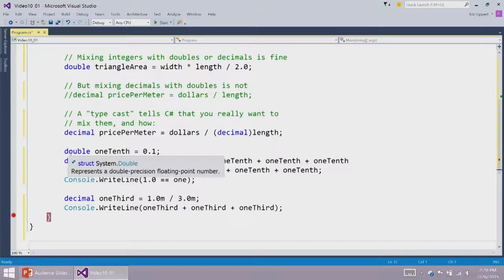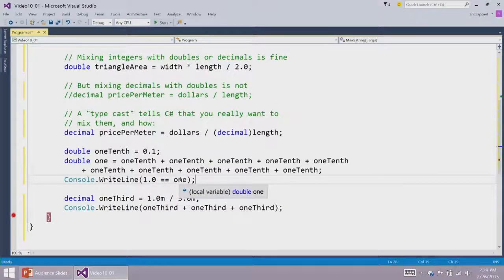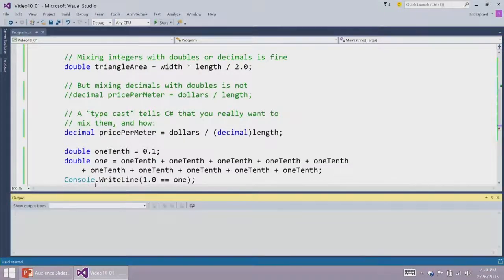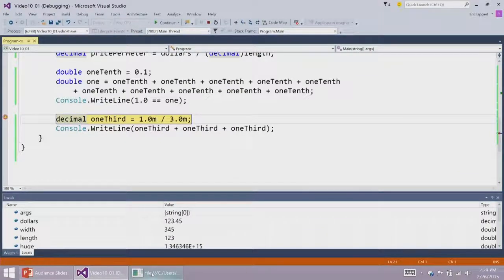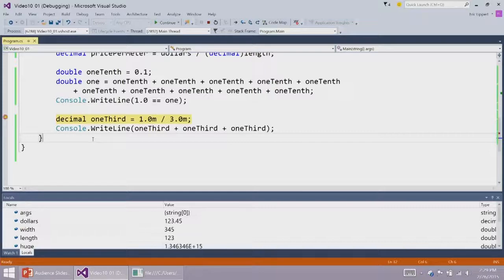Here I have a double that is equal to 1/10. It's 0.1. So you might wonder, what happens if I add 1/10 to 1/10 to 1/10, 10 times? I'm going to put that into a variable called one. And then I'm going to ask myself, is 1.0 equal to my variable one? Well, let's put a breakpoint after the call to Console.WriteLine, and we'll run this thing, and we'll see what happens. It says false. That's maybe a little bit unexpected.